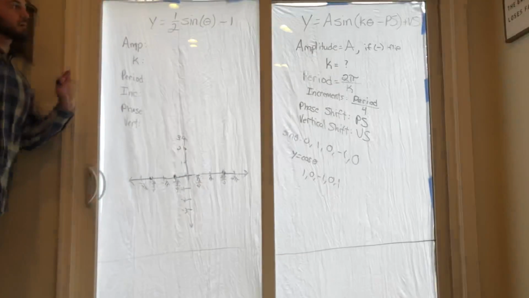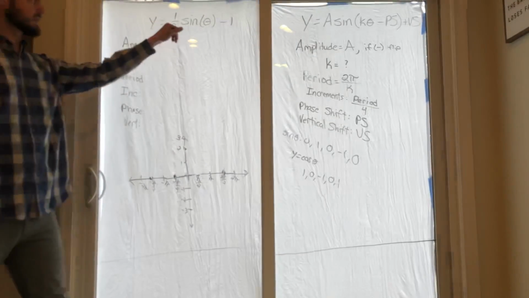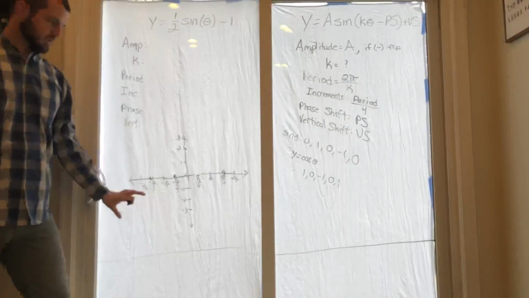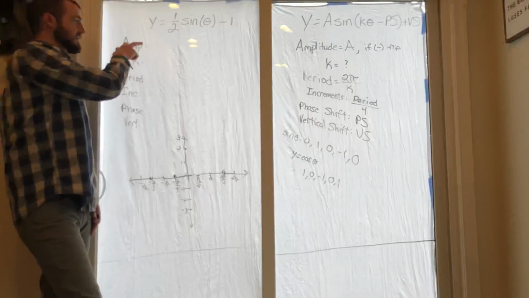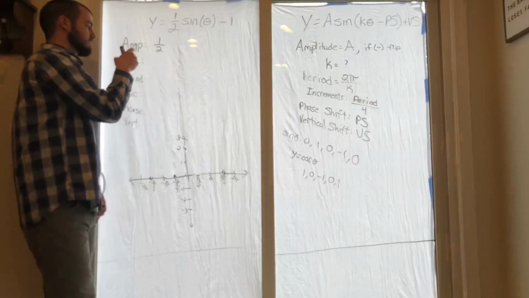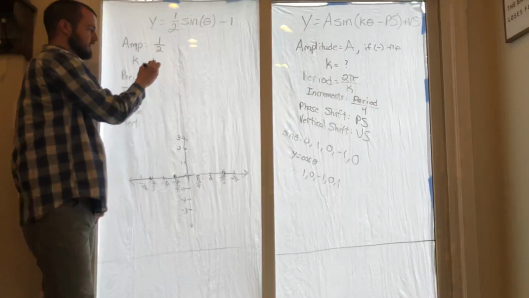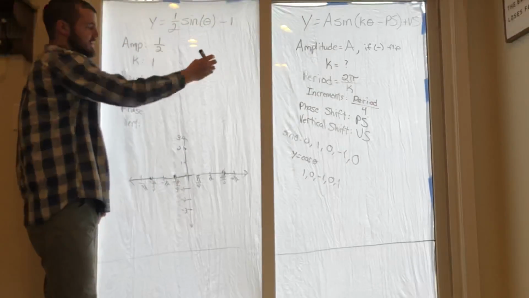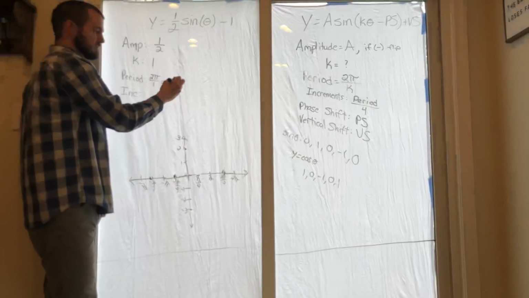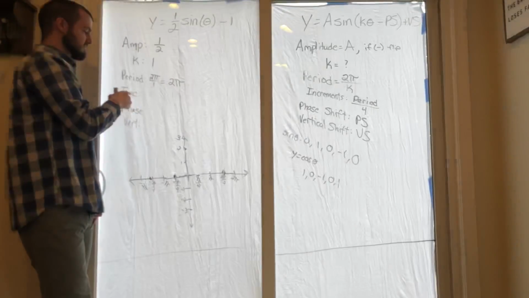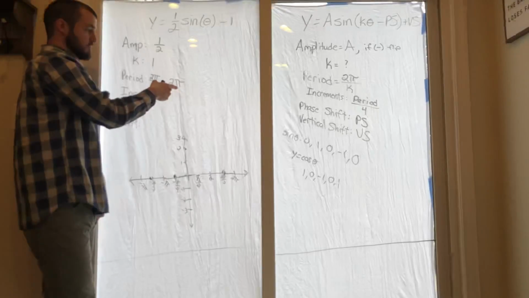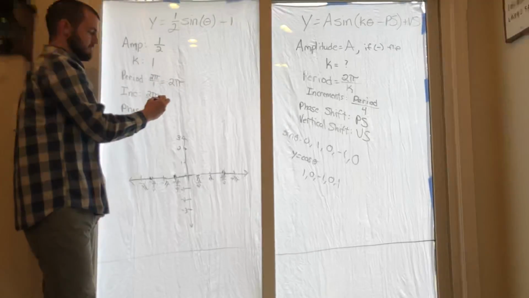Okay, so now I'm mixing in two. There's an amplitude and there's a vertical shift. So let's talk about how that all works. Again, amplitude is the number in front, that's 1/2. K is still just 1. Period is going to be 2 pi divided by K, which is 2 pi. Sorry about the screeching. Increments is going to be your period, 2 pi, divided by 4.